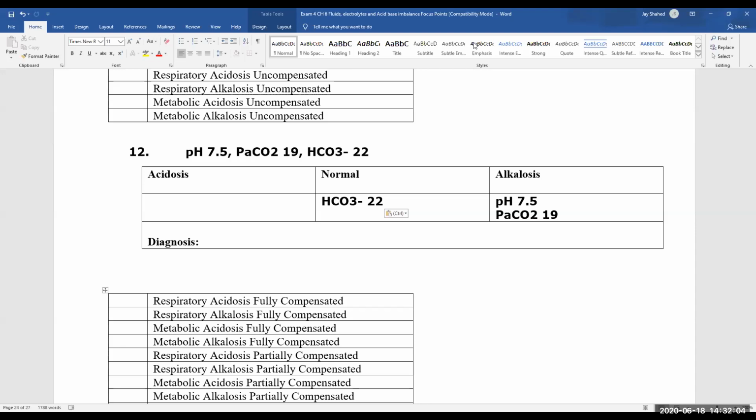All right, so what do we got here? So the diagnosis would be? Respiratory alkalosis, uncompensated. Okay, fantastic. Doing great. What about this?